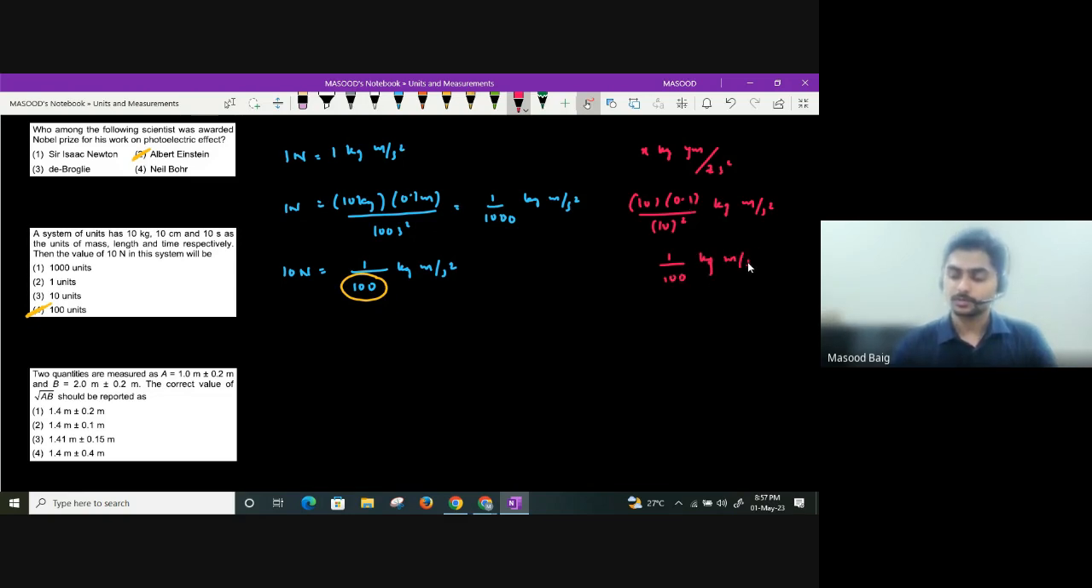But what is kg meter per second square? It is 1 Newton again. 1 Newton in the new system of unit will be 100 units in the other case. Okay, that is how we solve it basically. 1000 I think you will get over here. Whatever it is, just check it, guys.